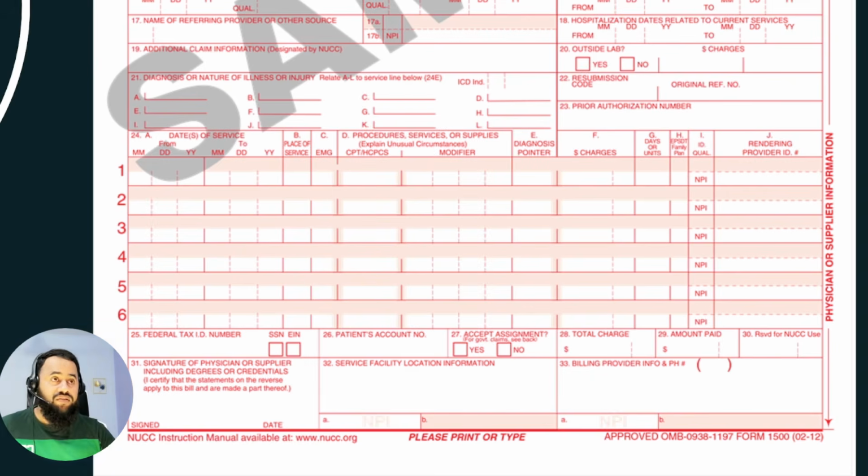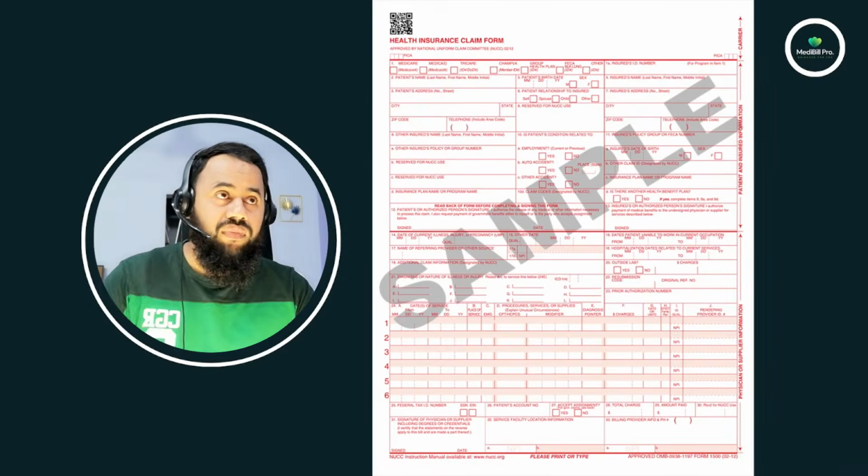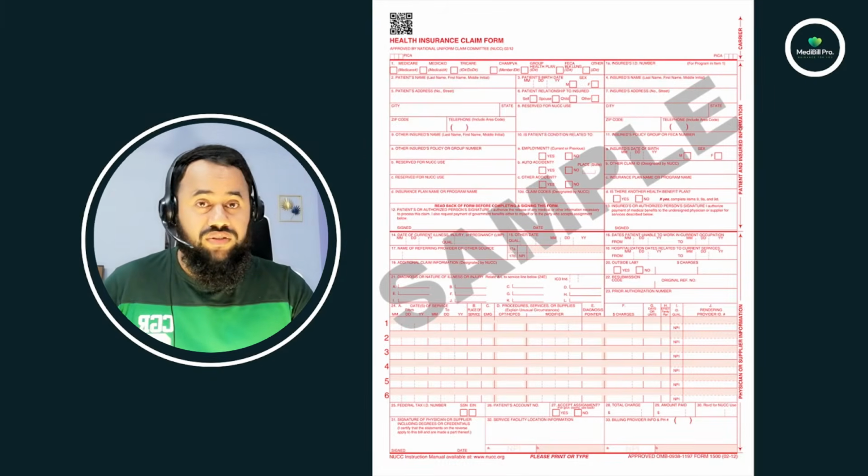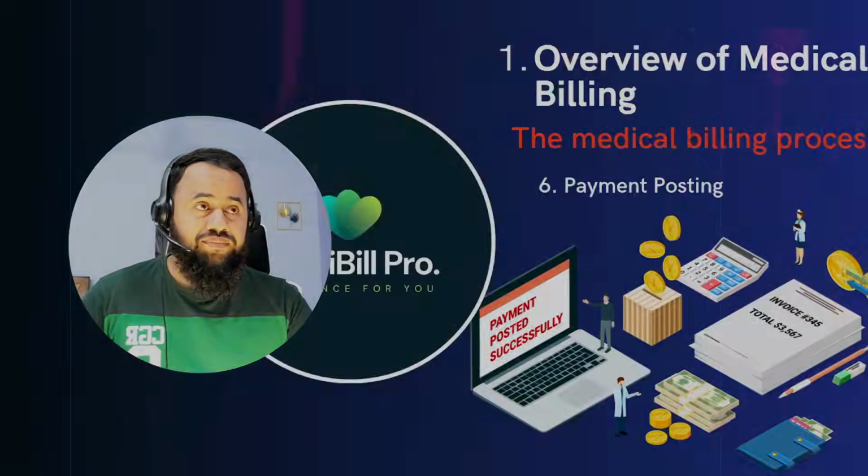An insurance company receives the claim in this form. Okay, so this is basically a CMS 1500 form, the health insurance claim form. This claim will be received by the insurance company, which will adjudicate or process that claim and pay for the services.